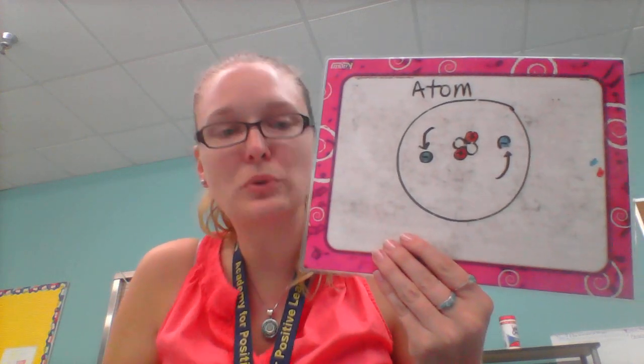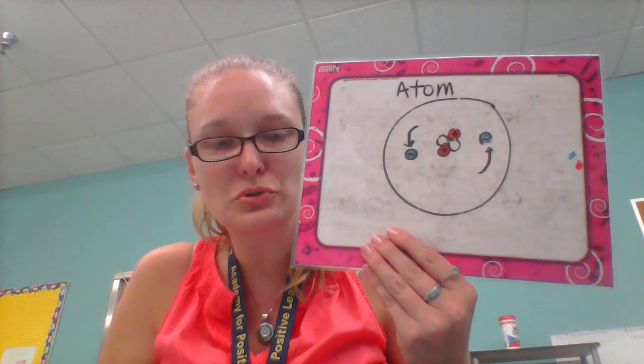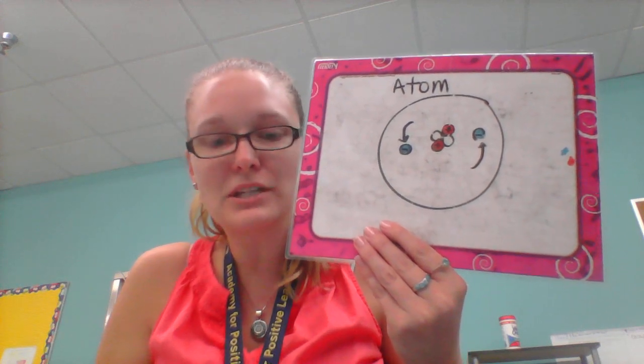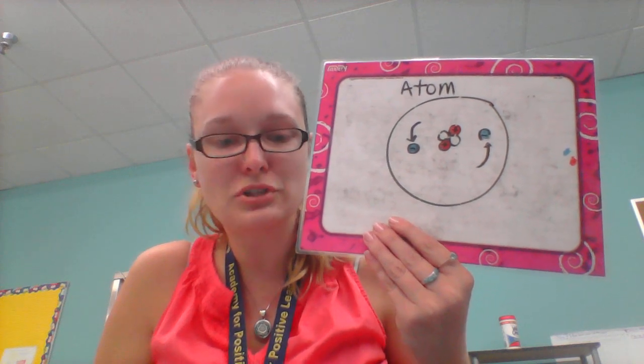Well, they're all made of atoms. Remember when we talked about atoms before? Atoms are the building blocks of all matter. An atom's made of even tinier particles, and we call those protons, neutrons, and electrons. The main difference between a proton, a neutron, and an electron is their electric charge.